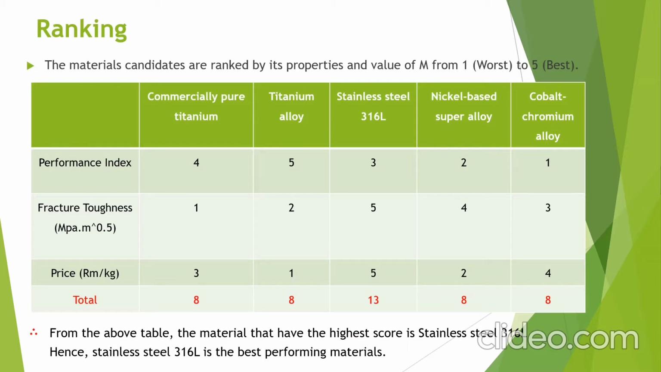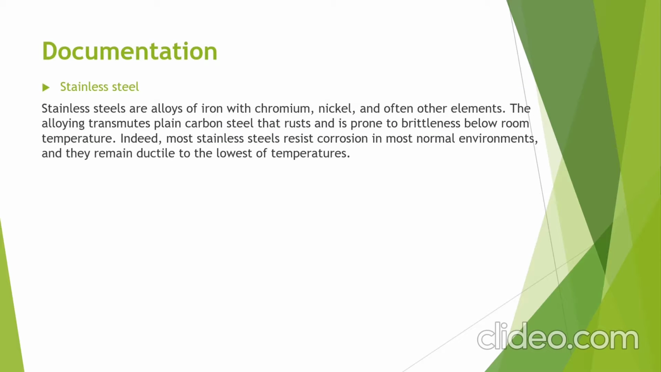So based on the previous table, we will rank the materials from 1, the worst, to 5, the best. Finally, we will get stainless steel having the highest score. So we can say that stainless steel 316L is the best performing material for the hip implant. So the last step is the documentation.